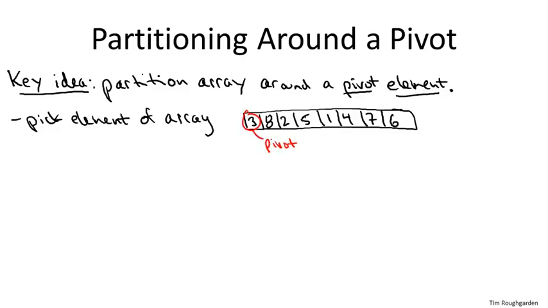After you've chosen a pivot element, you then rearrange the array. And you rearrange it so that all the elements which come to the left of the pivot element are less than the pivot, and all the elements which come after the pivot element are greater than the pivot.